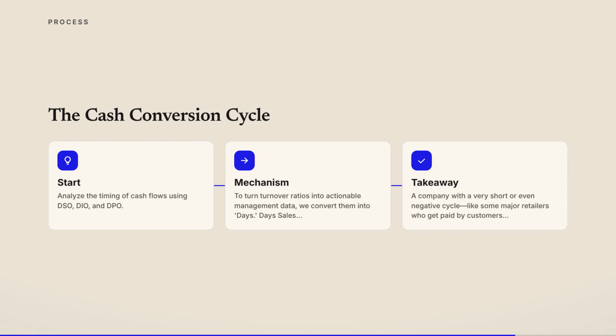A company with a very short or even negative cycle, like some major retailers who get paid by customers before they ever have to pay their suppliers, has a massive competitive advantage in liquidity and growth potential.